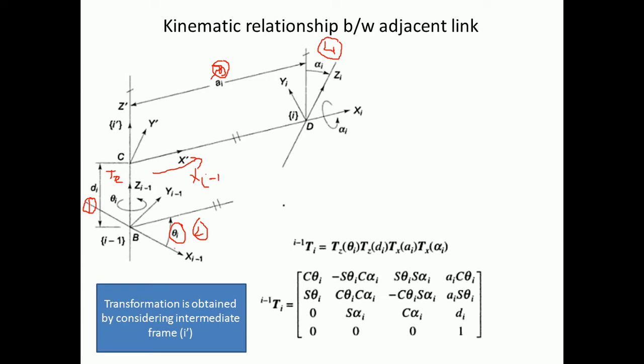Now we need to translate this intermediate frame to origin D by a value of a_i, which is called the link length. When this frame reaches over here, the x_{i-1} frame or axis lies in such a manner.